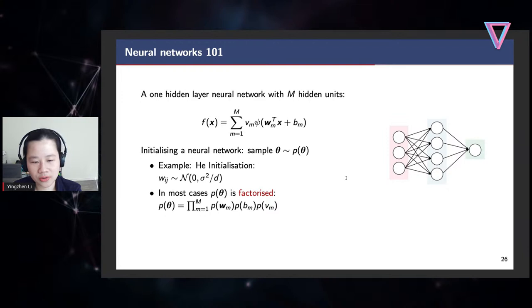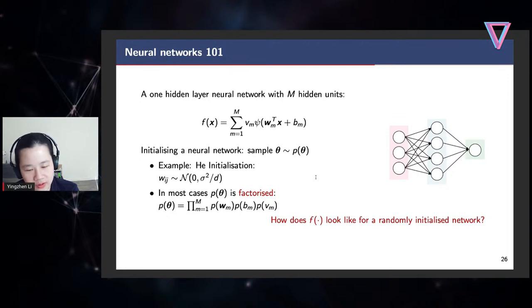One interesting question that you can ask is, after you initialize these neural network weights, how would the corresponding function output look for this randomly initialized network? Understanding this will give you the connection between wide neural networks and Gaussian processes. And I think this is the topic for Friday's invited talk that you might be interested in listening to.